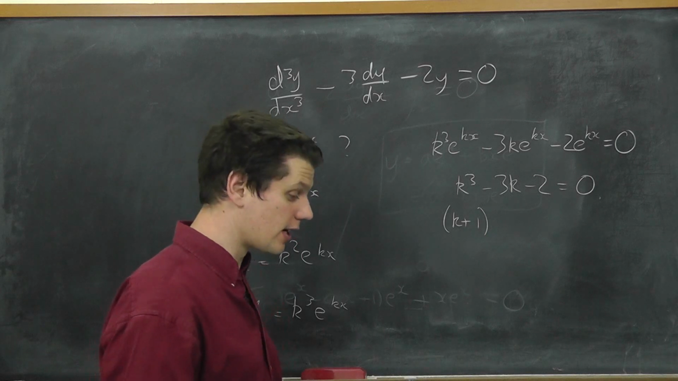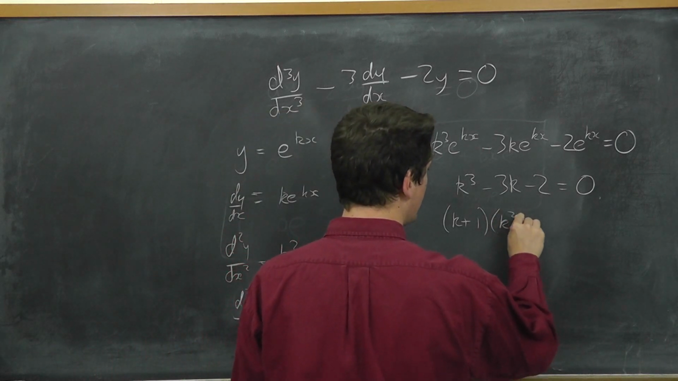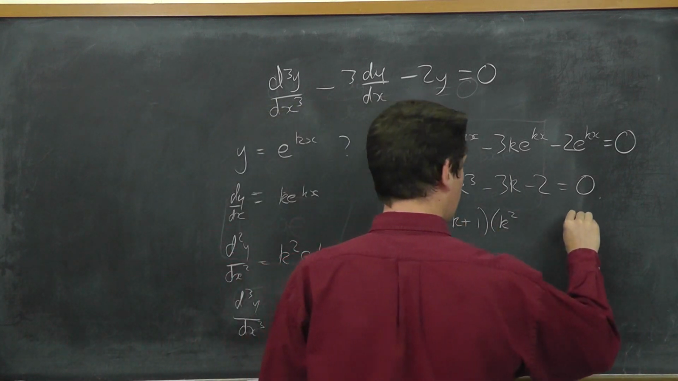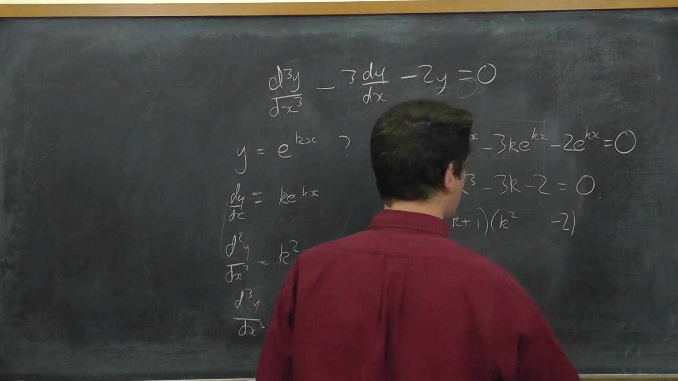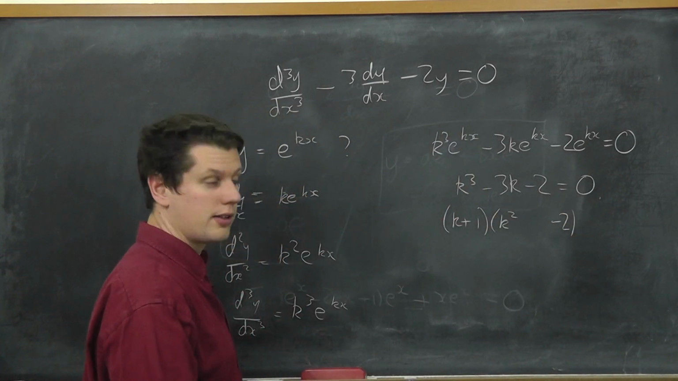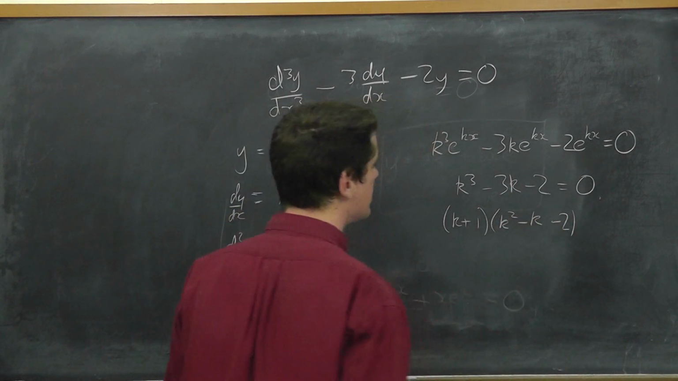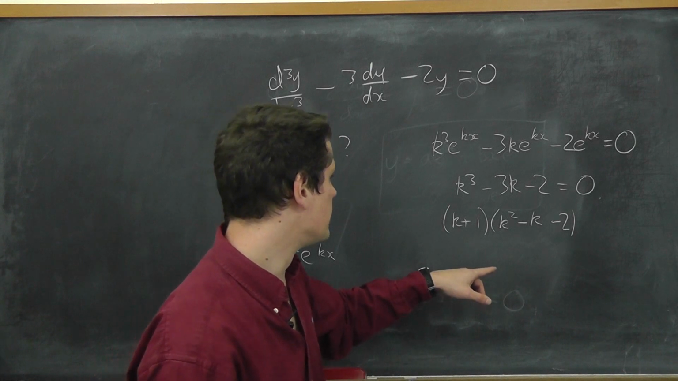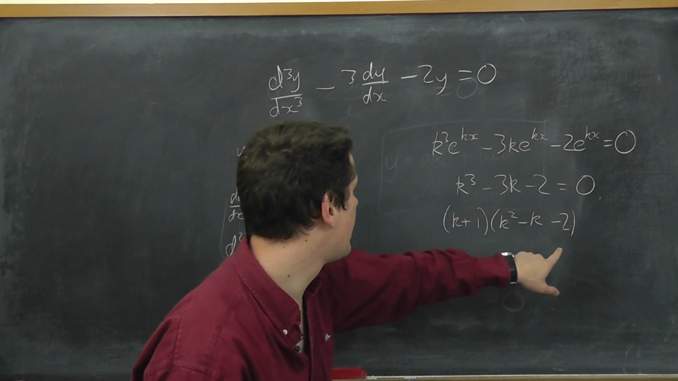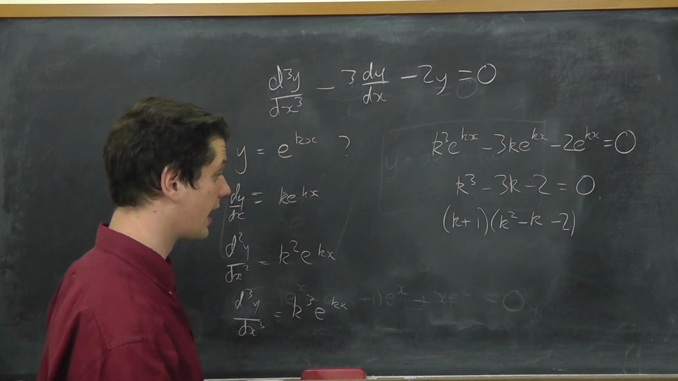Or we can just ask ourselves what the other factor is. And we need a k squared to multiply to get the k cubed. And we need a minus 2 to multiply to get the minus 2 as the constant term. And then it's not hard to see that the factor that makes the rest of it work is minus k, as then we pick up a minus k from here and a minus 2k from here, and that gives us our linear term minus 3k.